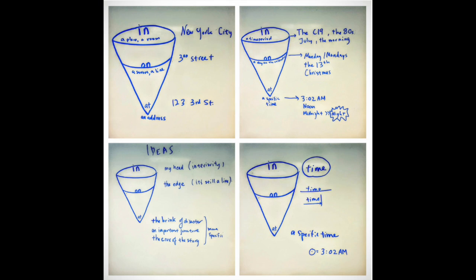The line is 33rd Street or Central Park West, which is where the museum is. At, as we saw over here when we were coming up with examples, at is the most specific. At 123 3rd Street. The Museum of Natural History is at, I don't know.